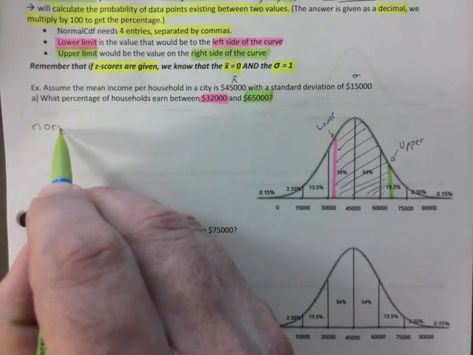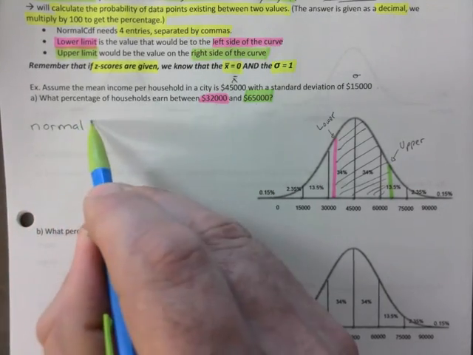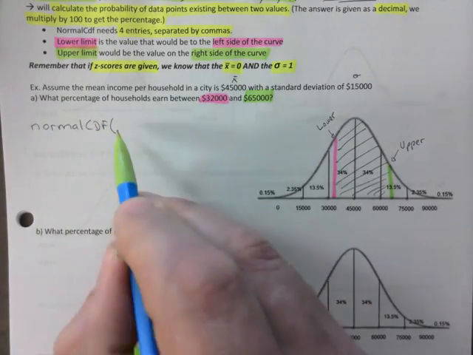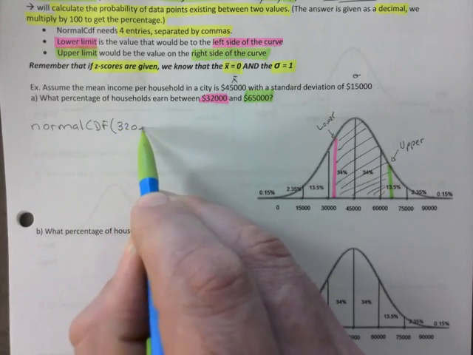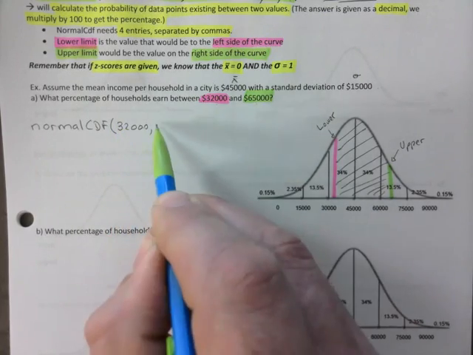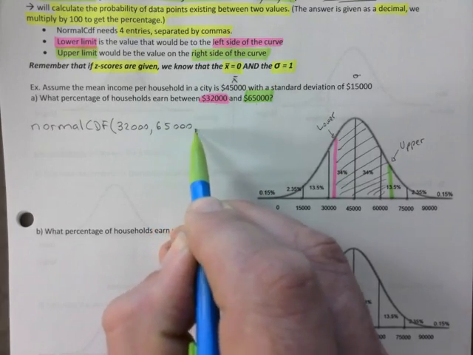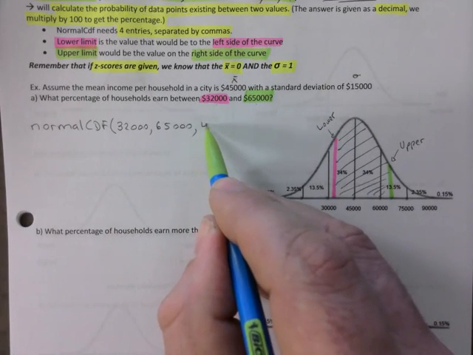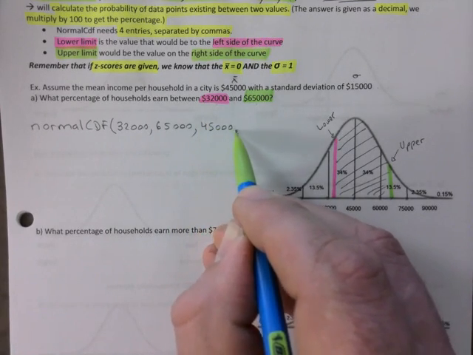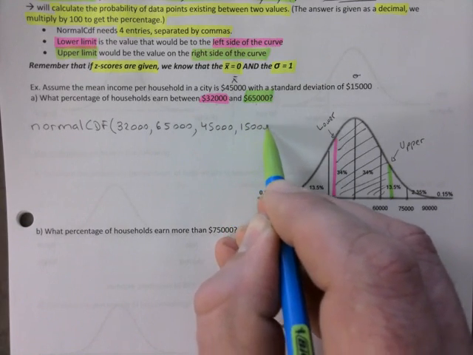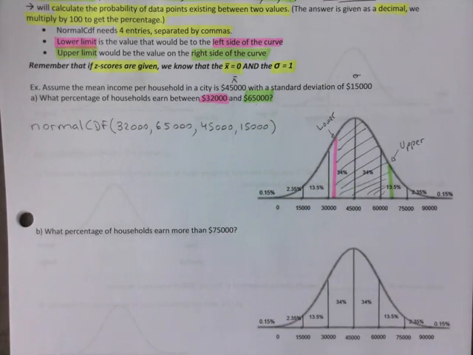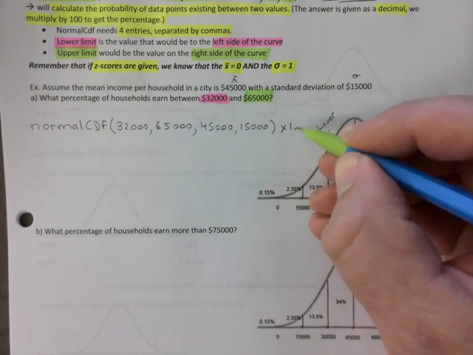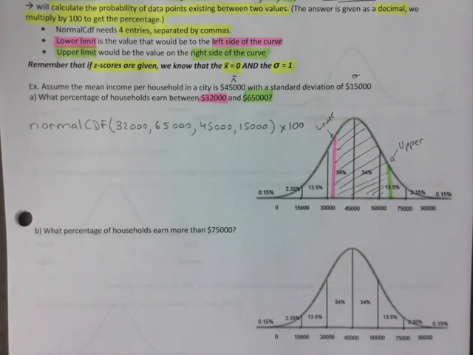All I'm going to ask you to do, if you're using normal CDF, is to tell me the entries. In this case, the lower limit is 32,000. The upper is 65,000, followed by the mean and standard deviation. The mean is 45,000. The standard deviation is 15,000. And I will multiply this by 100 eventually because I want percentage.